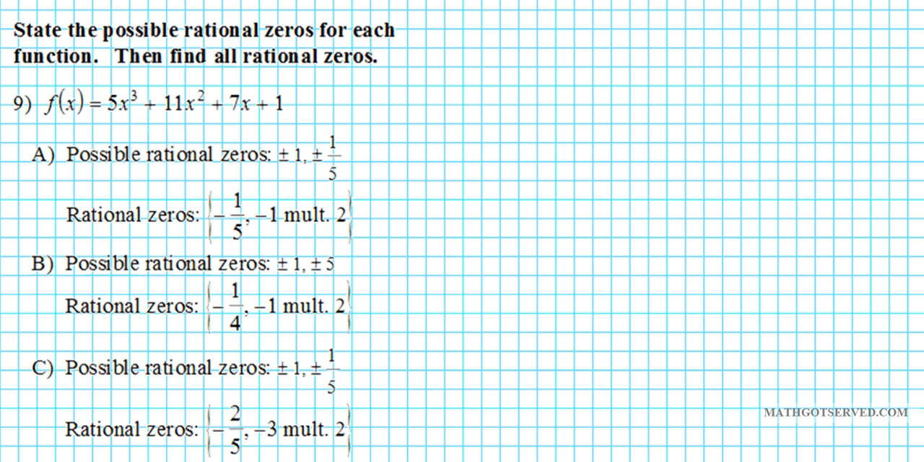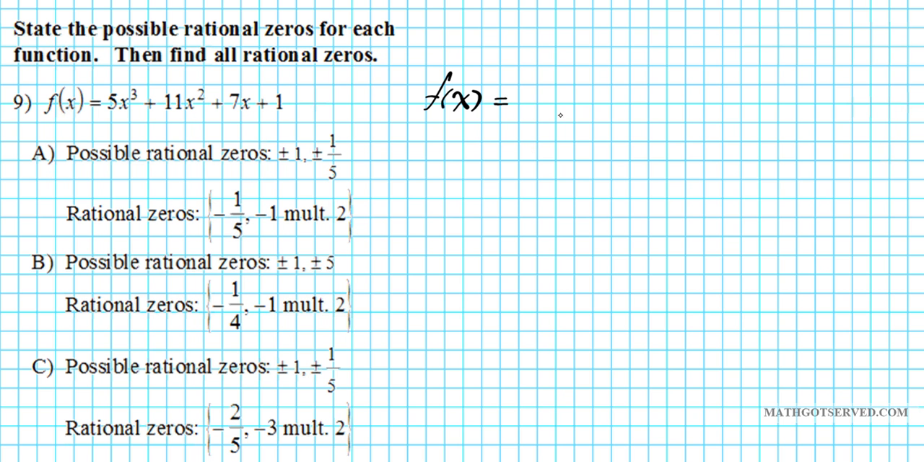All right, let's take a look at problem number 9. For problem 9, we are to state the possible rational roots for each function, then find all the rational zeros. Okay, so the function we have is f of x equals 5x to the third plus 11x squared plus 7x plus 1. All right, so first thing we're going to do, we're going to use the rational roots theorem to find the possible zeros for the function.